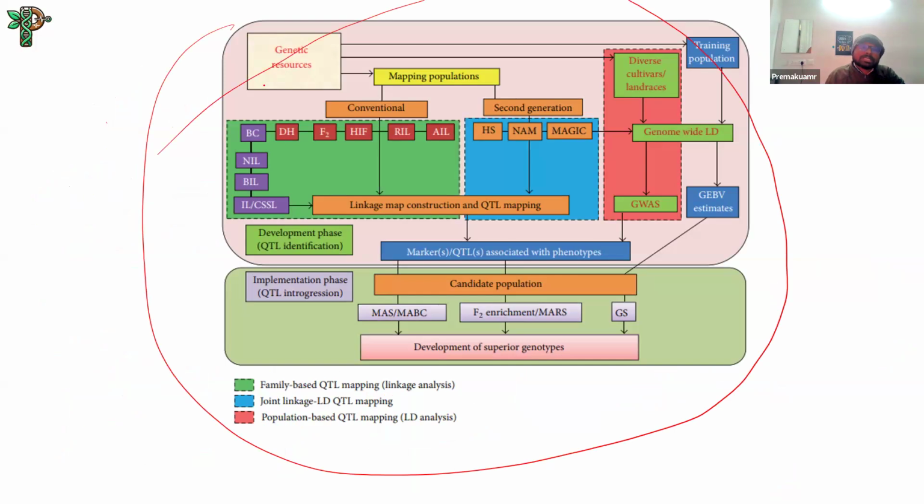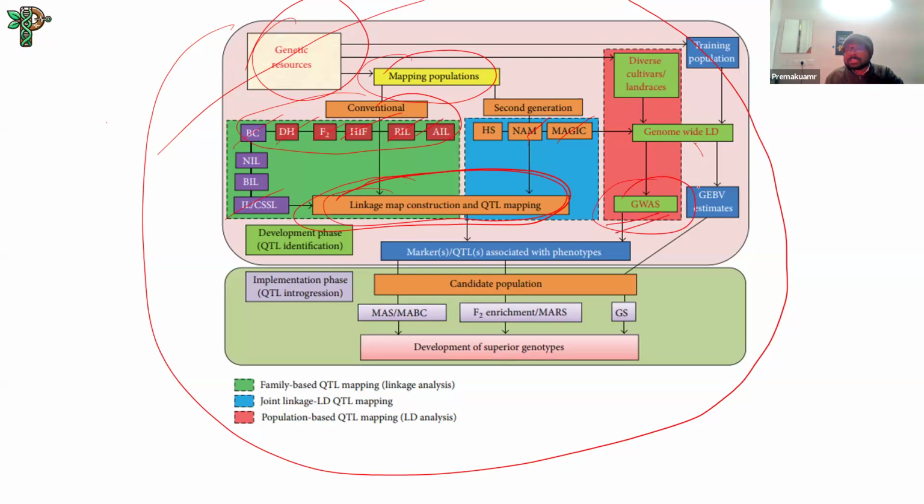First, we have genetic resources. We create the mapping populations, like RIL, NIL, advanced intercross, F2, double haploids, and chromosomal substitution lines. Then we can create a NAM population, MAGIC population, whatever it may be. Then we can create a linkage map and do QTL mapping, or we can map the gene by GWAS.